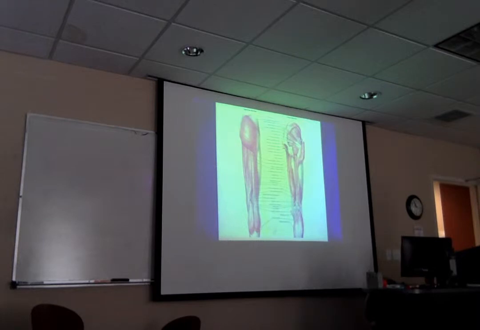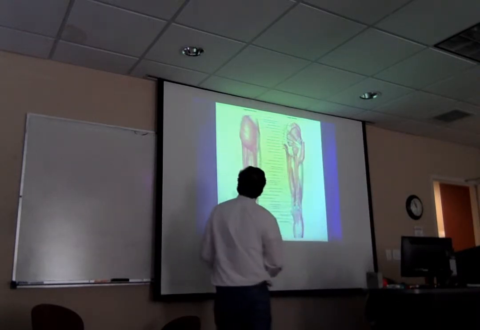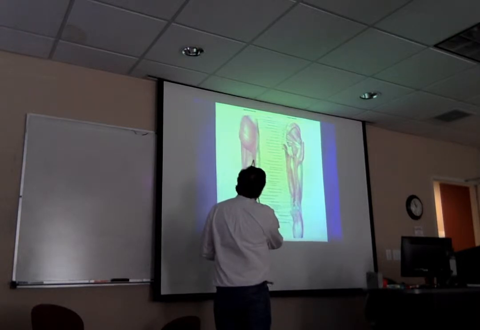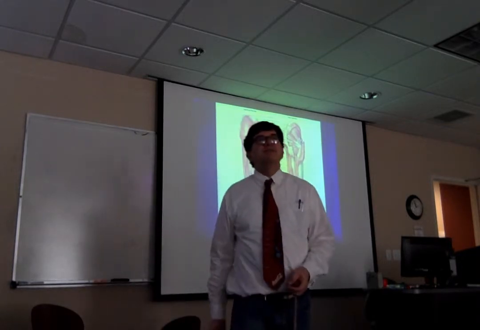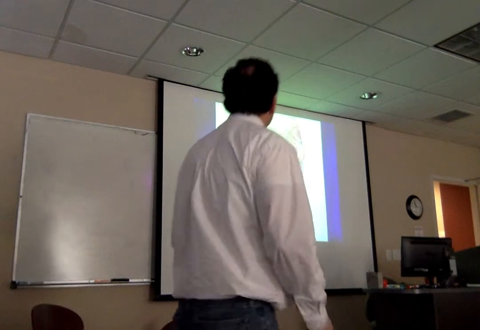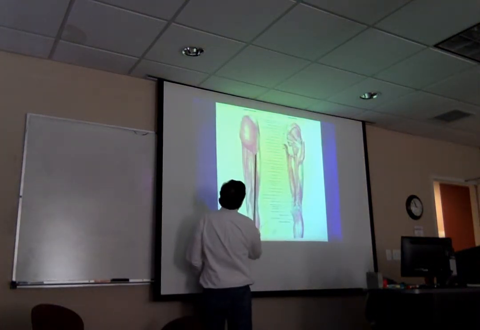Now, the posterior aspect of the thigh is a little bit tricky. This is where we find a group of muscles called the hamstrings. That's a group of three. The lateralmost muscle, this one here, is called the biceps. Not the biceps brachii, but the biceps femoris. Okay, so the lateralmost muscle of the hamstring group is the biceps femoris.